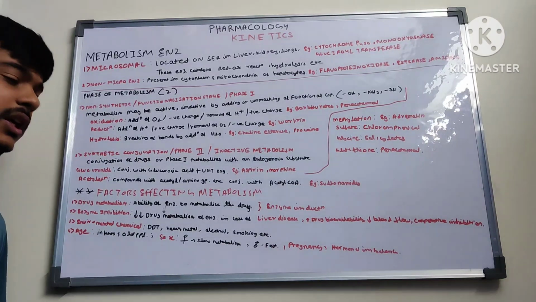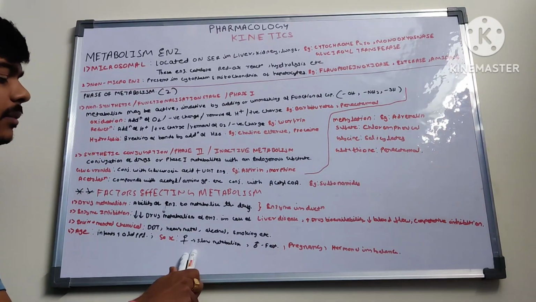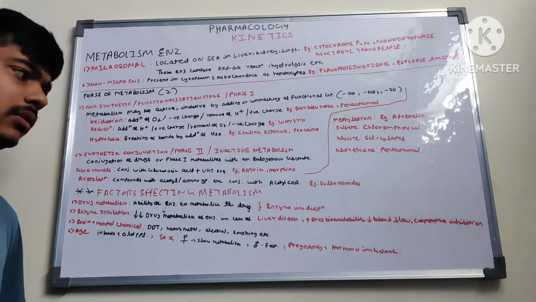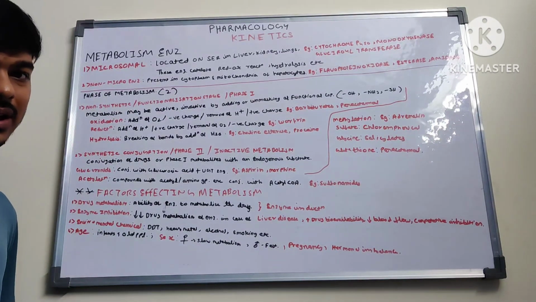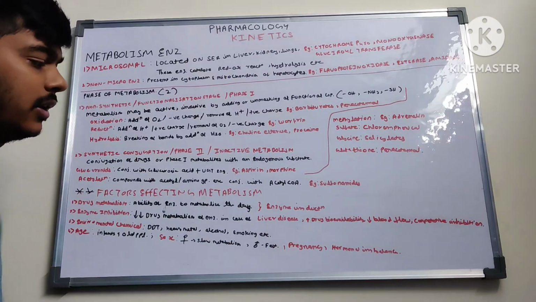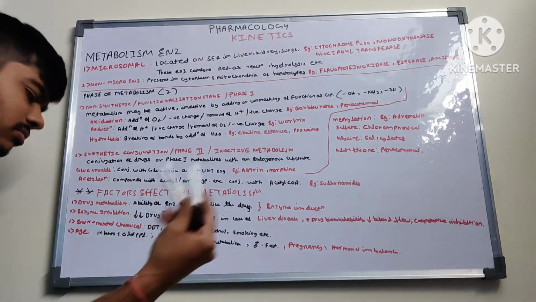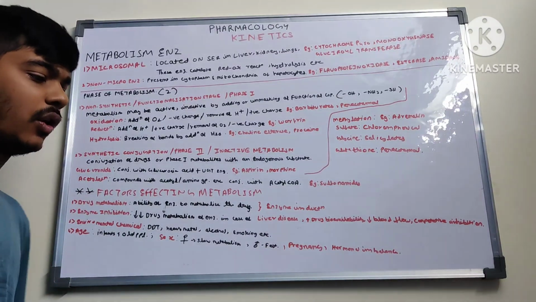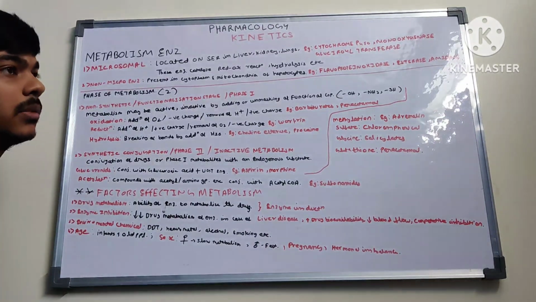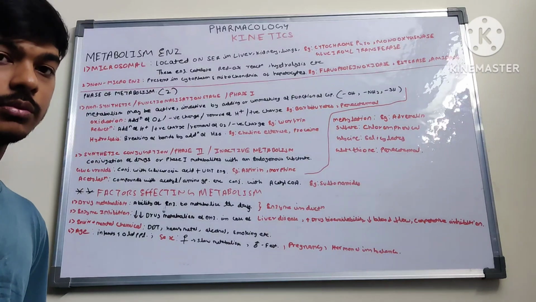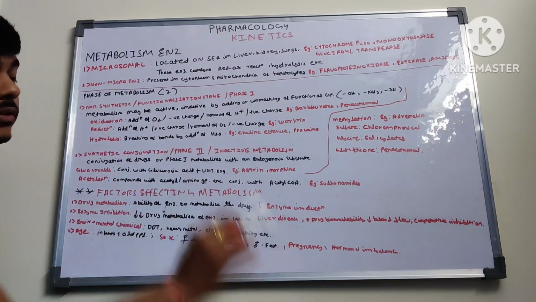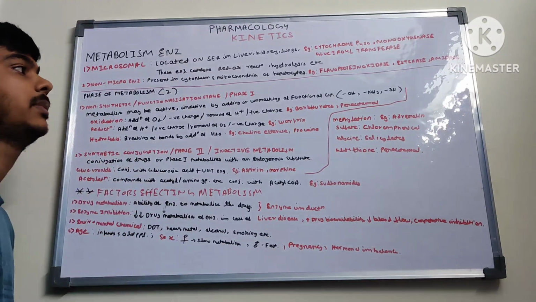Next is sex, either female or male. In females, the metabolism is slow, whereas in males it is fast, because in general we know that the metabolic rate of a male is faster when compared to a female. Next is pregnancy, which has many complications and hormonal imbalance, specifically thyroid hormone, which is responsible for metabolism. So these were all the phases of metabolism and how metabolism takes place.